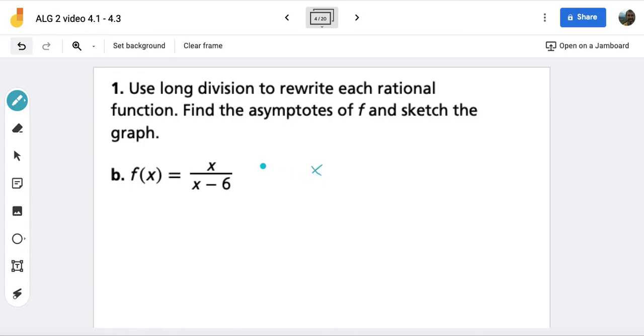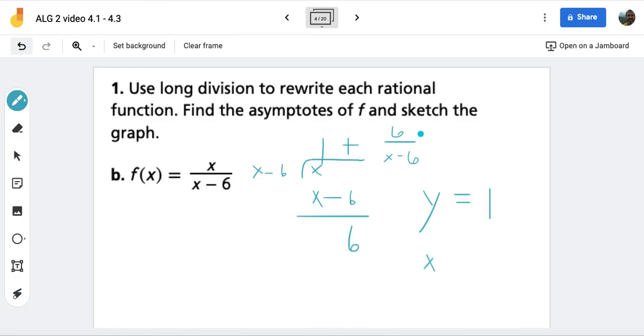X divided by x minus 6. This is going to come up to 1. And when I multiply by 1, I get x minus 6. But then when I subtract, I get positive 6 as a remainder. So 1 plus 6 over x minus 6. So here it is rewriting it in that form. That means one of the equations of the asymptotes, because of this, is y equals 1. And another one is if this equals 0. So that means x equals 6 is another equation of an asymptote.